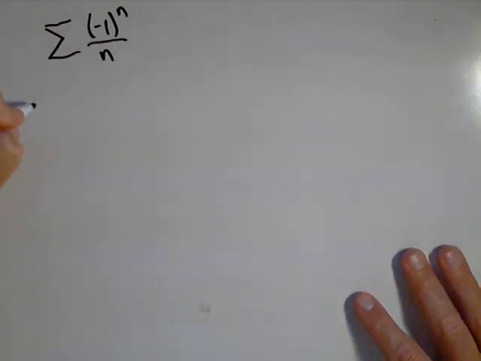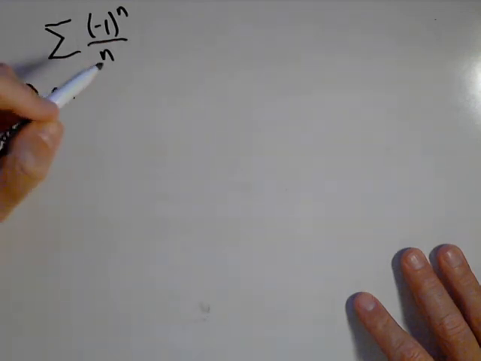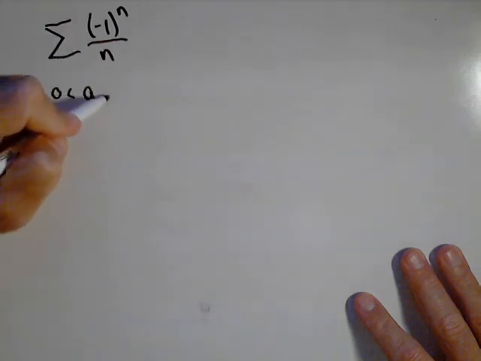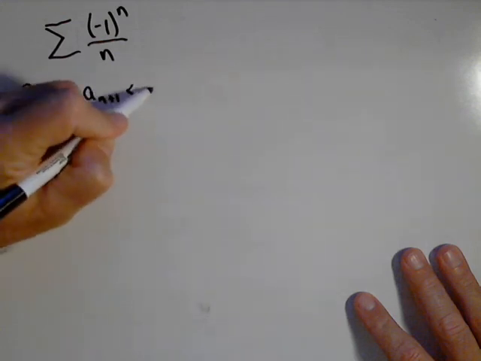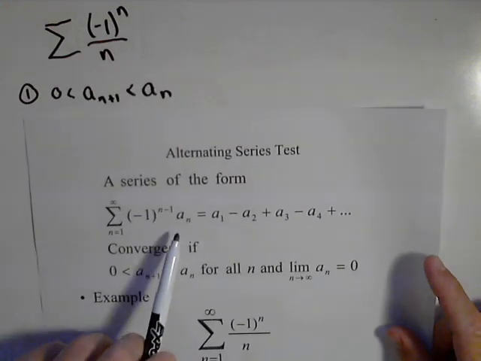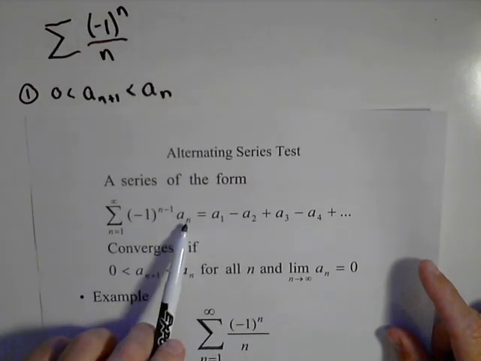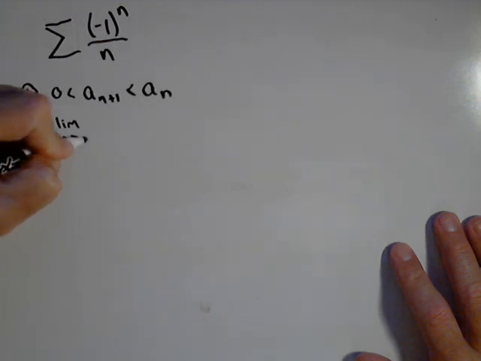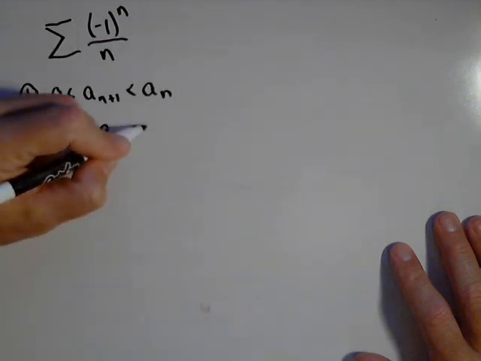So the alternating series test requires two things. One, we have to have all positive terms for the a sub n part. The a sub n part is the part that does not include the alternating piece. So the way it's written up, if you remove the alternating piece, a sub n is what you have. We need it to be decreasing, and two, we need the limit as n goes to infinity of a sub n to equal 0.